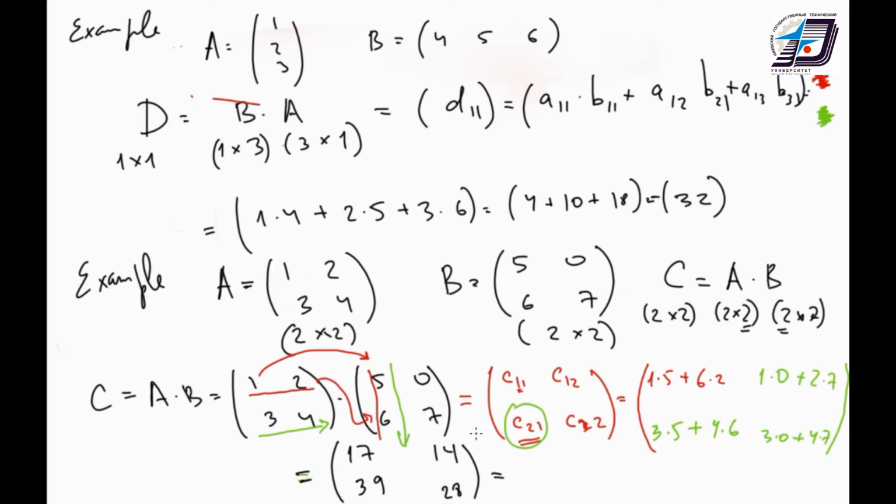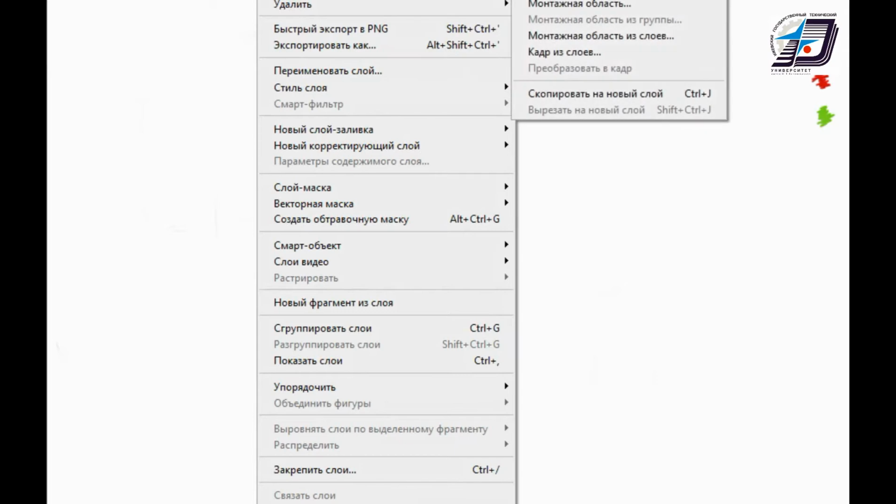By the way, if you replace A and B and put them B times A, you can have the same matrix C. You can check this statement. Also, one small example and the last conclusion. Example.